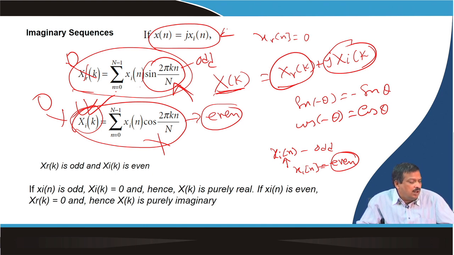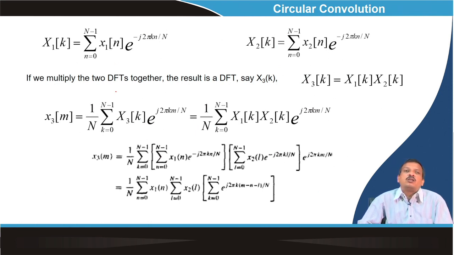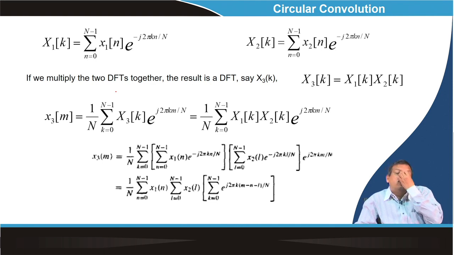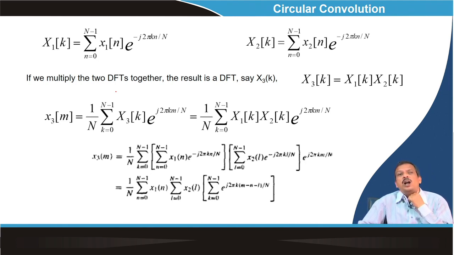Okay. Now, I go to the circular convolution. You have heard about what is circular. So, how does this circular convolution come into the picture? Why is it used? What is the purpose? Why do I talk about circular convolution? You know the linear convolution. That means when a signal is input to a system, the output of the system is nothing but a linear convolution of the signal and the system response.